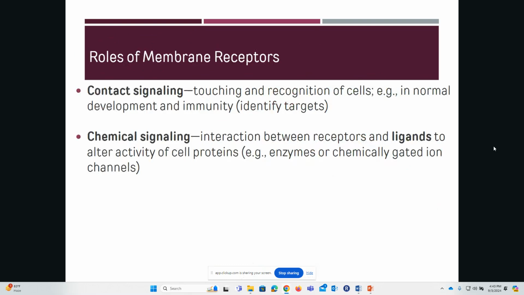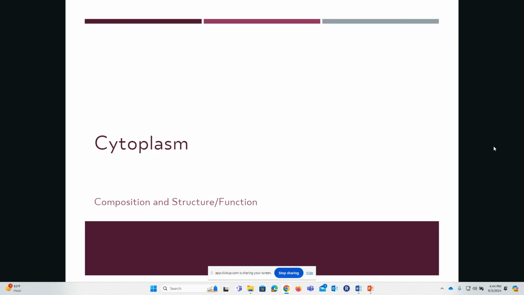Membrane receptors can also participate in contact signaling, where touching and recognition of cells is important, especially in human development and immunity. And chemical signaling, where interaction between receptors and ligands to alter activity of cell proteins is vital for the endocrine system or parts of the nervous system. So there's more to the plasma membrane than what we initially looked at, which was just it being made up of phospholipids and having some other types of membrane lipids.